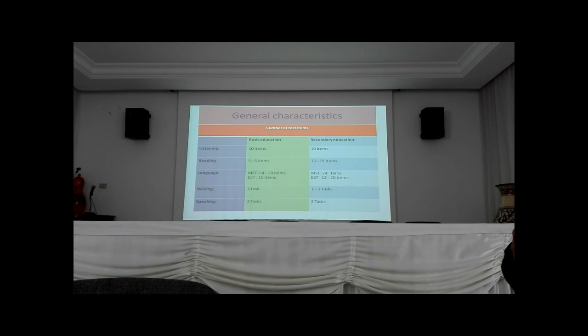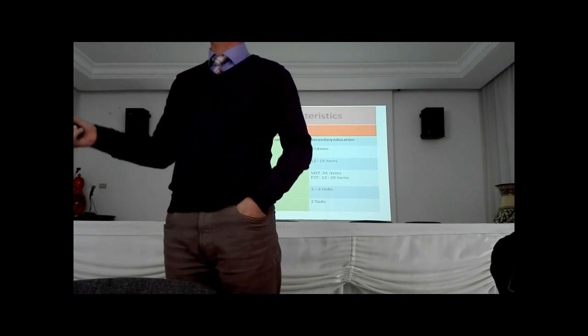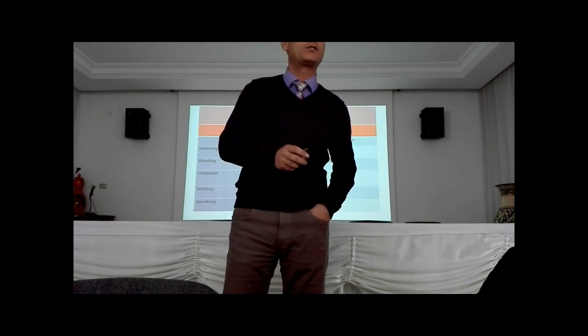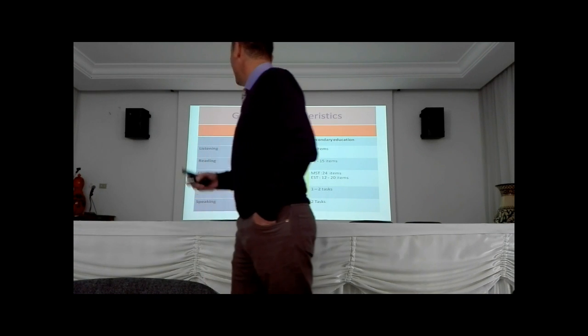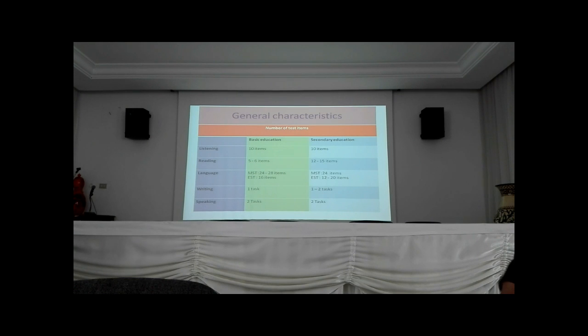For the arts branch, 20 items. Writing, we have one task for the basic education. As for the secondary education, we have 1 to 2 tasks, depending on the test, whether this is an end of semester test or mid-semester test. For the speaking, we have 2 tasks, namely the speaking test or the oral test, plus the project work. This is actually what we have.